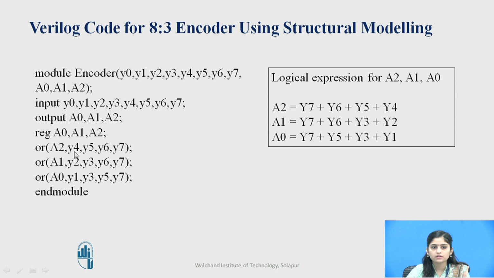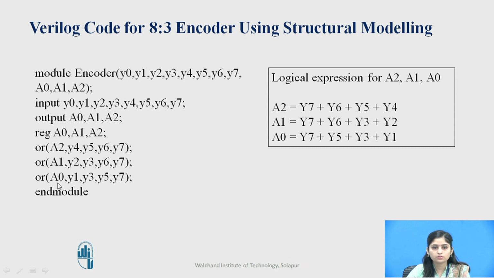So first we write down the logical expression for our A2. We are using an OR gate here, then in brackets we write down first the output port, that is A2, and then our input ports, that is Y4, Y5, Y6 and Y7, and then close the bracket and semicolon. Now for the second output, that is A1, again we are using an OR gate. So OR A1 comma, we now write down the input ports, that is Y2, Y3, Y6 and Y7, then we close the bracket and semicolon.